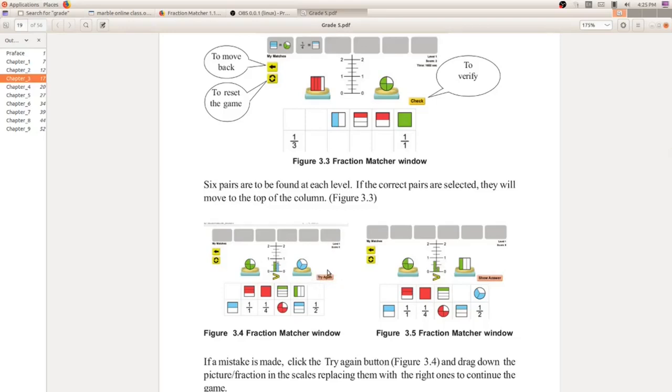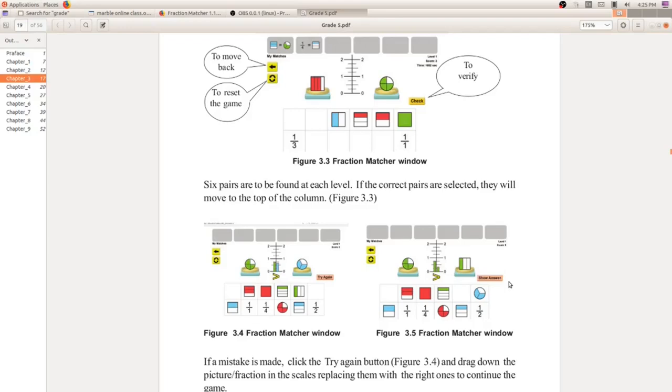So if you have given a wrong answer one time, it will show the try again button. If you give a wrong answer for the second time, then it will show this button, figure 3.5 you can see here, show answer.